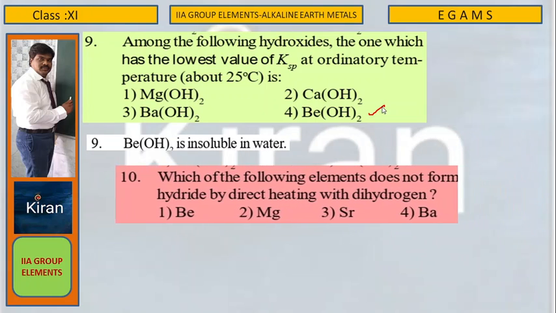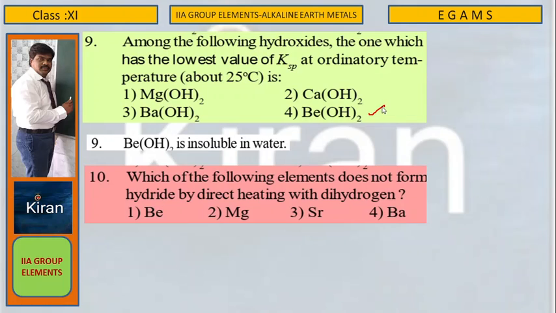Which of the following elements does not form hydride by direct heating with dihydrogen? The right answer for this is 1, beryllium. This element does not form beryllium hydride when directly interacting with dihydrogen.